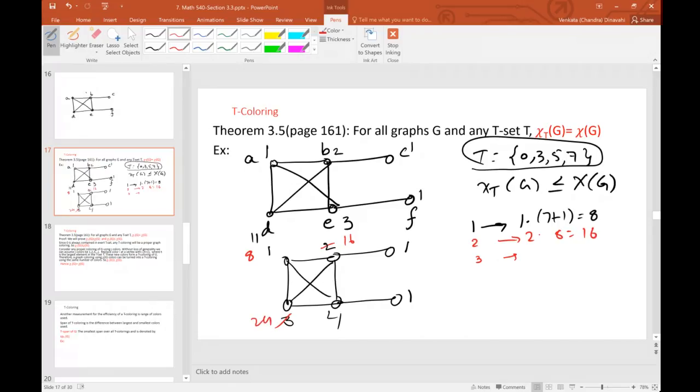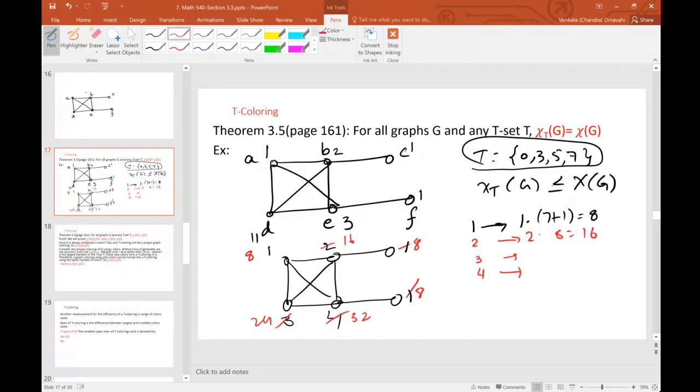Similarly, you replace color 2 with 2 times 8, which is 16. You replace color 3 with 3 times 8, 24. You replace color 4 with 4 times 8, 32. And this is 8 and this is 8. This is a T coloring. I used exactly 4 colors, but the color numbers are different. And since I used the biggest possible number, that means I picked far away numbers, and I used as few colors as possible.